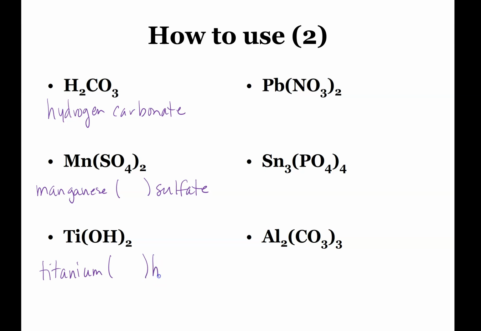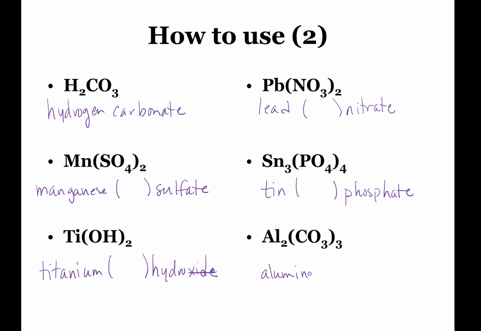Titanium is a transition element. OH is in parentheses. It's definitely a polyatomic ion. Lead is a transition element, folks. Make sure you give it its parentheses. NO3 is nitrate. Sn is tin, also a transition element. Aluminum is not a transition element. Remember, you have to have 4 energy levels, and it doesn't. So I don't need parentheses for Roman numeral.